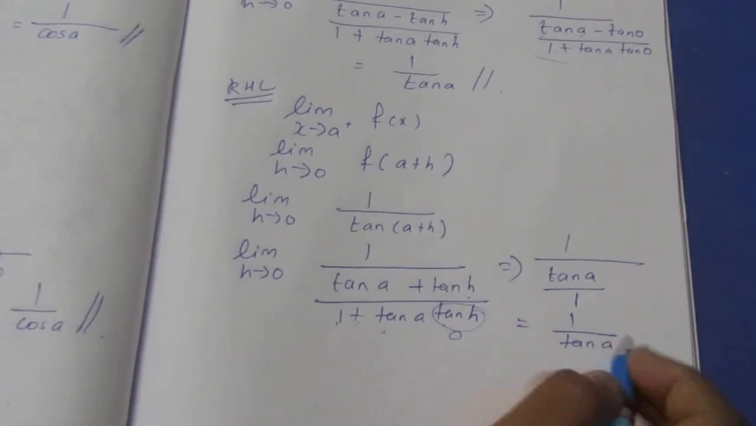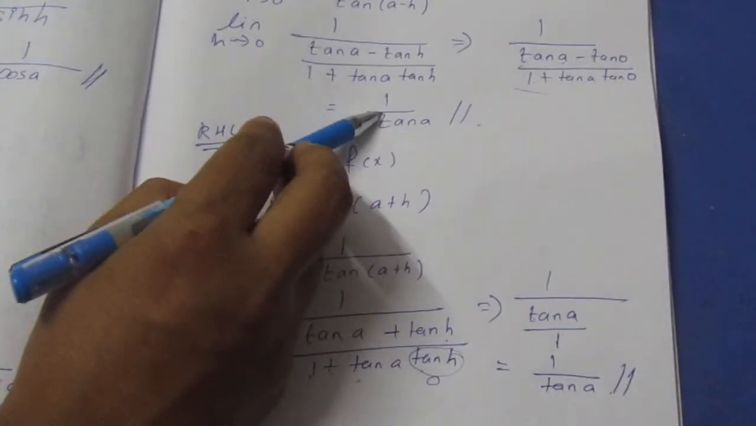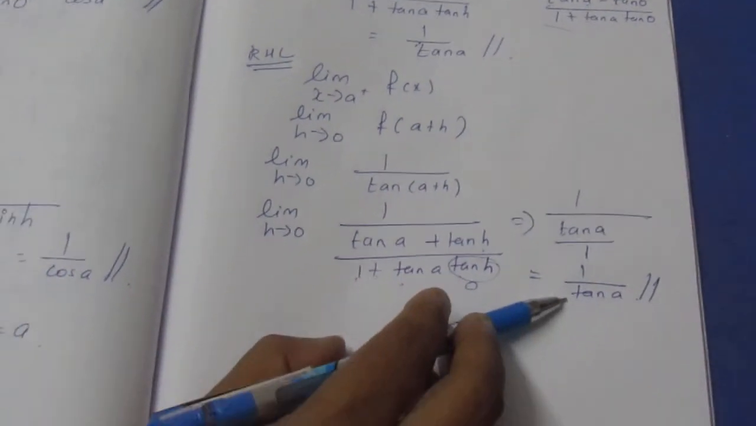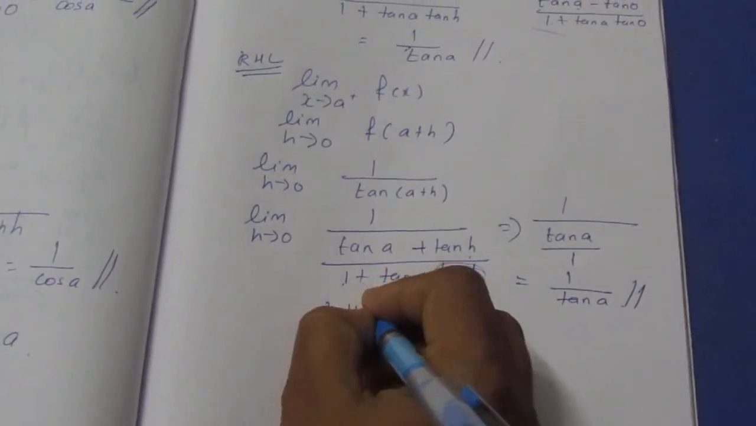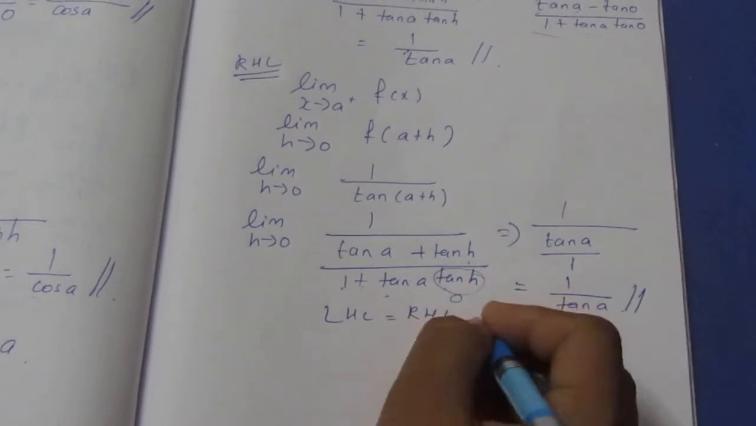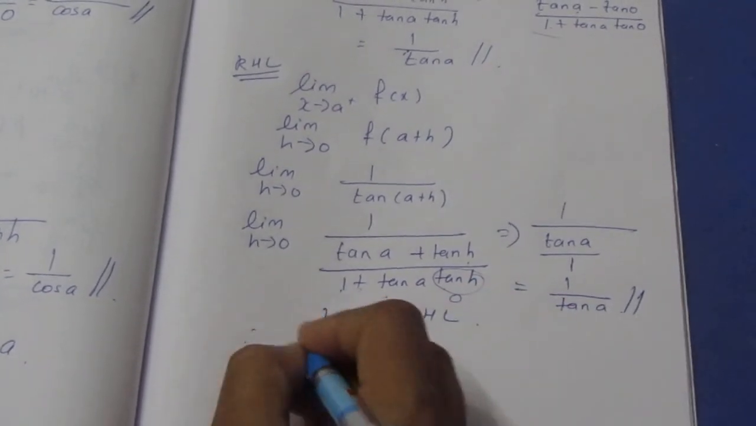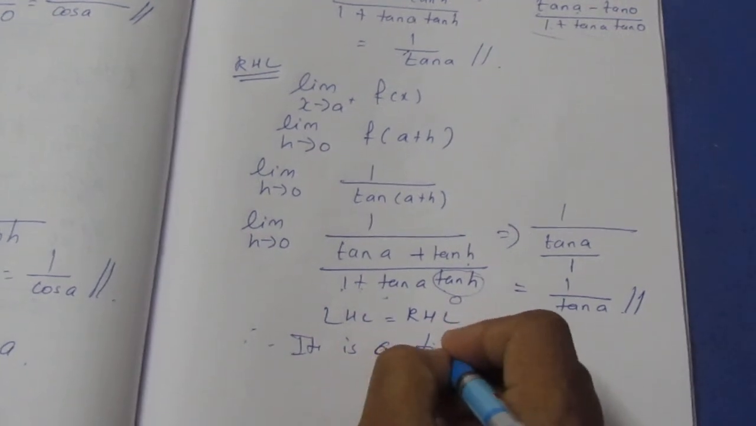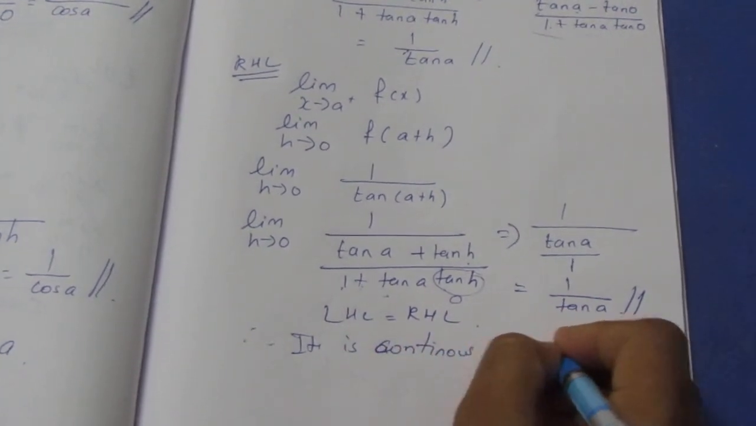Now if you see, your LHL and RHL both are same. So it is 1 by tan a, here also it is 1 by tan a. So we can write LHL is equal to your right hand limit. So therefore it is continuous at x is equal to a.